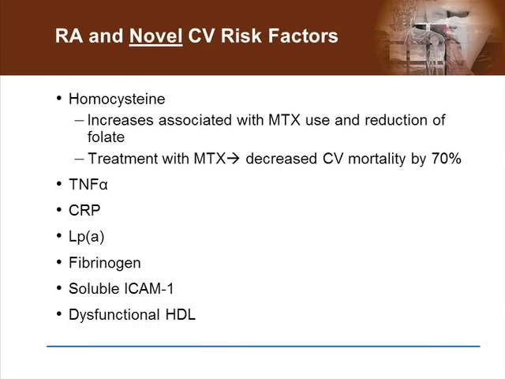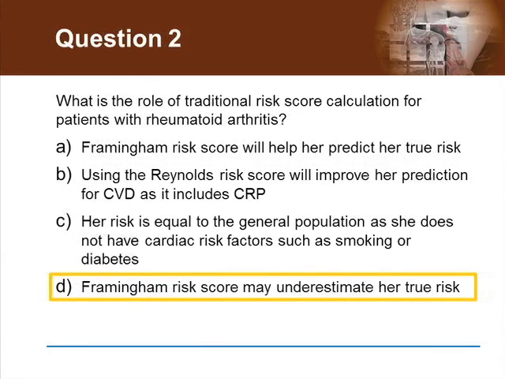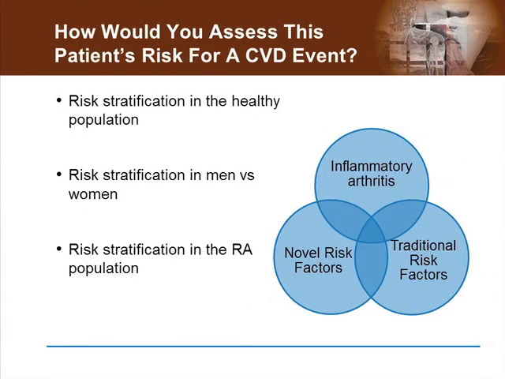So let's turn our attention back to this case study, and what is the role of traditional risk score calculations for patients with rheumatoid arthritis? So A, the Framingham risk score will help predict her true risk in our patient that we just spoke about today. B, using the Reynolds risk score will improve her prediction for cardiovascular disease because it also includes the CRP level in this newer risk score. C, her risk is probably equivalent to the general population, as she does not have all of the traditional risk factors such as smoking or diabetes risk equivalent. Or D, Framingham risk score may underestimate her true risk.